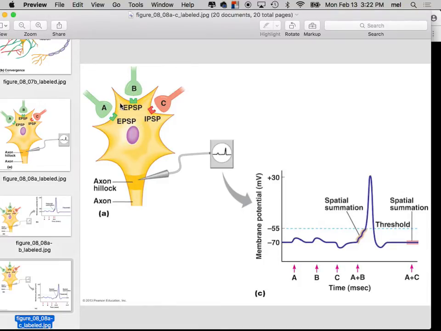So this type of summation is called spatial because you're coming from two different spaces or places, right? That's called spatial summation. Can you sum to -70 and not do anything? Yeah, if you're using A and C simultaneously, you'll just not do anything. That's, for instance, when you've got the cell that's getting two different inputs. Okay, does that make sense?